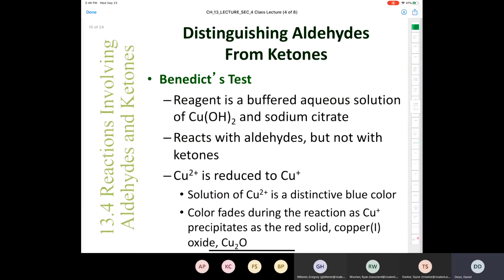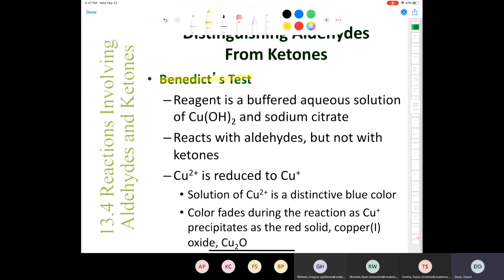Another way to distinguish an aldehyde from a ketone is to use the Benedict's test. You have to be aware of the Benedict's test. I can tell you right now that the ACS final always loves to have a question about the Benedict's test. And the reason why, I think, and I could be wrong, is that many people who take this class are interested in nursing. The Benedict's test used to be used by nurses, and I'll explain that more in a second.